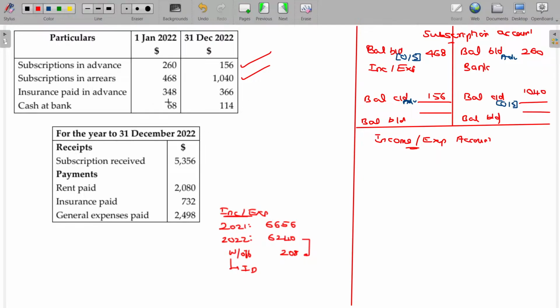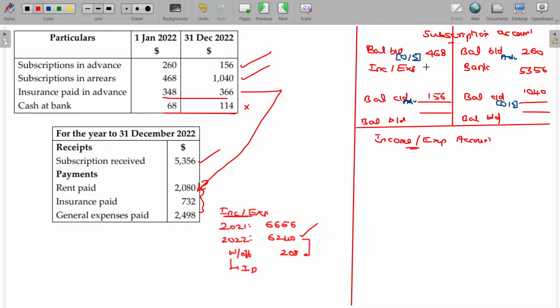And we have been given insurance paid in advance also. This will be adjusted with the insurance account. Cash at bank is also given, but not required. Subscription received for the period is 5,356. And we have been given rent paid, insurance paid, general expenses paid. In that, insurance advance is also there, so you have to adjust this. And the income and expenditure amount for the period is this one, 6,240, as I am going to prepare for 2022.